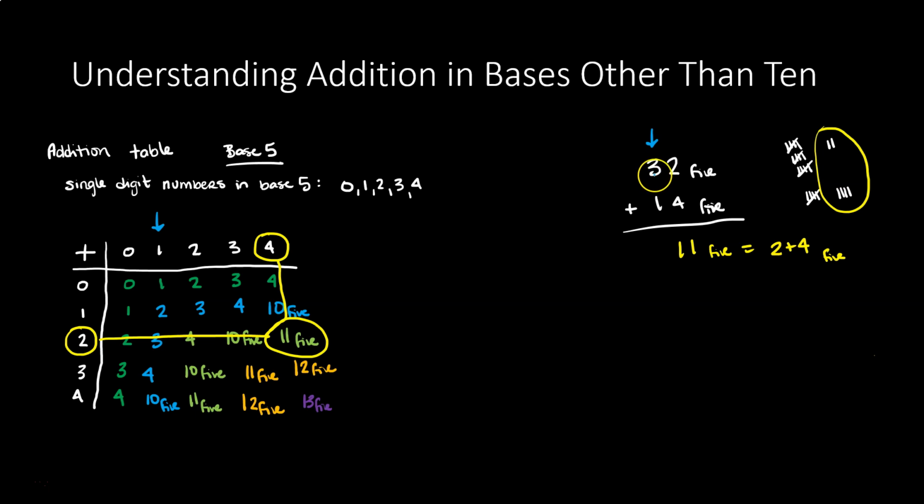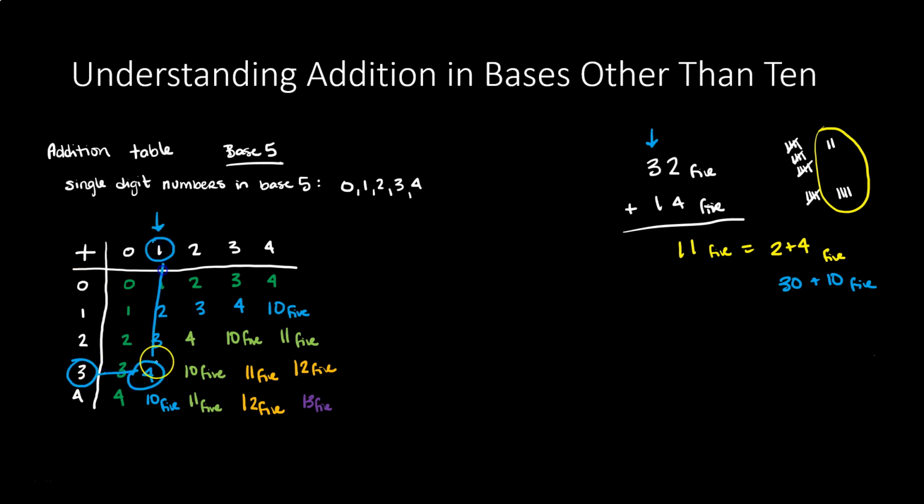In this case, we're looking at 3 plus 1, which is also looked at as 3, 0 plus 1, 0, base 5. Really, adding 3, 0 and 1, 0 looks a lot like 3 plus 1 and then a 0 tacked onto it. So we're going to look at our table for 3 plus 1. Find that intersection. 4. So 3, 0 plus 1, 0 in base 5 becomes 4, 0, base 5.